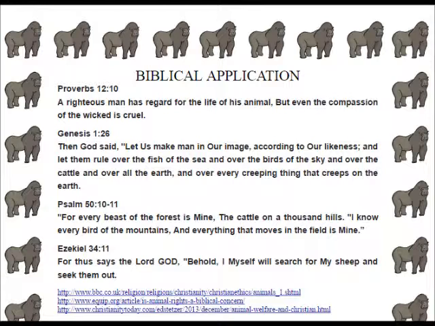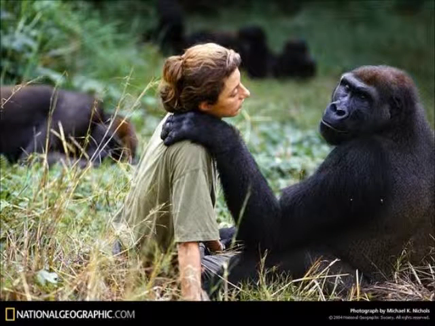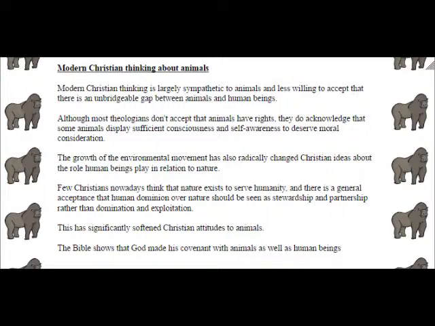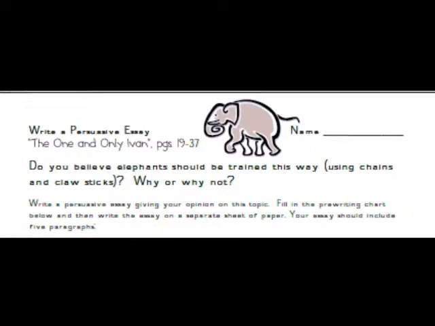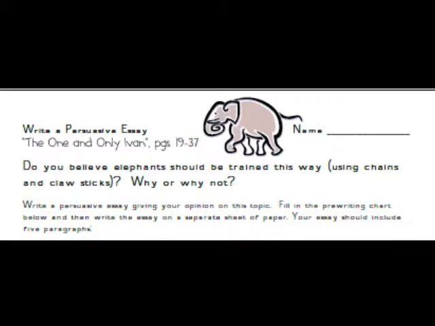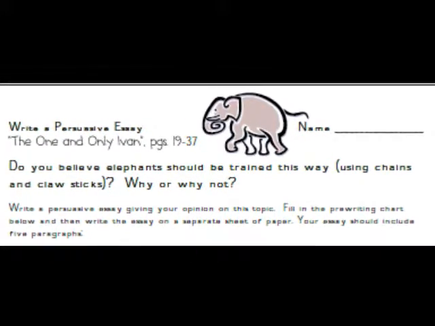So the biblical application I had throughout this unit is that we will be discussing how animals should be treated based on scripture. I have some articles about how Christians and animals relate to each other and the importance of God creating animals. And then I have some modern Christian thinking about animals I will discuss with the students throughout the unit plan, and we have some scripture verses picked out. The scripture verses will be especially helpful when they go to write their persuasive essays at the end of the unit because they will need to integrate a biblical application into their persuasive essays.